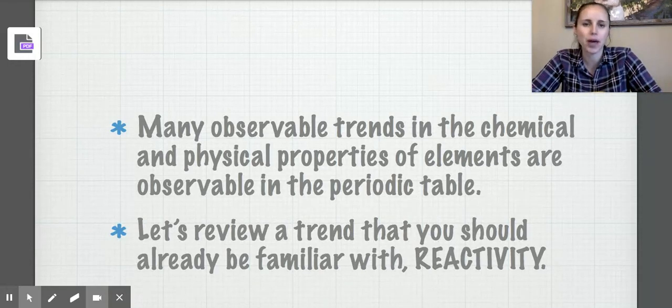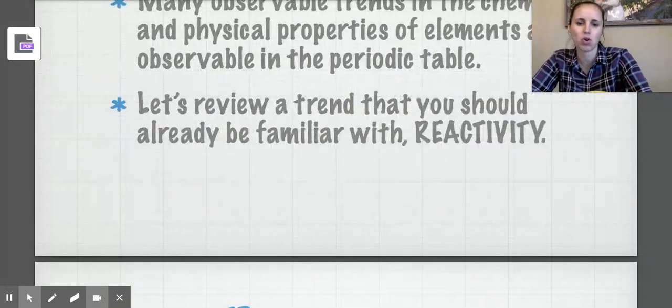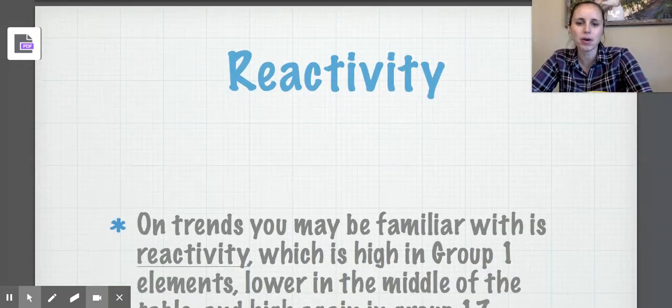So I want to take you back to grade 9 when we talked about alkali metals. And those of you that had me, we actually did the demo with alkali metals where I took the metal, I dropped it in water, and we went through this trend, not talking about periodic trends, but we actually saw which metal was considered to be more reactive. So let's talk about reactivity.